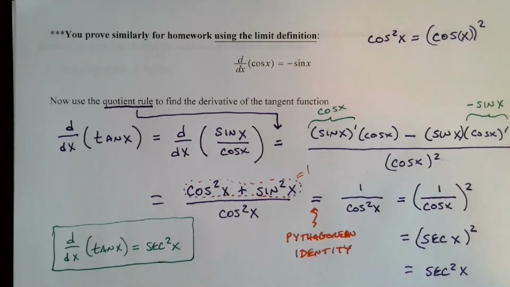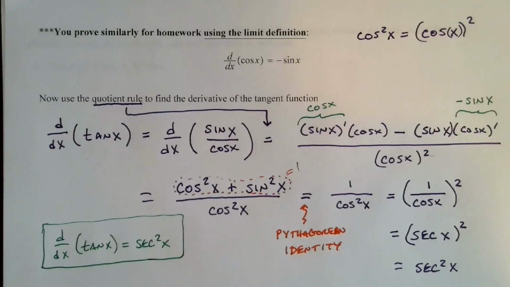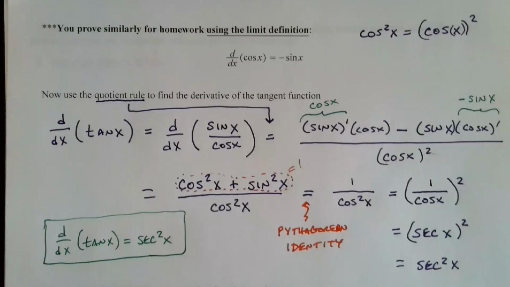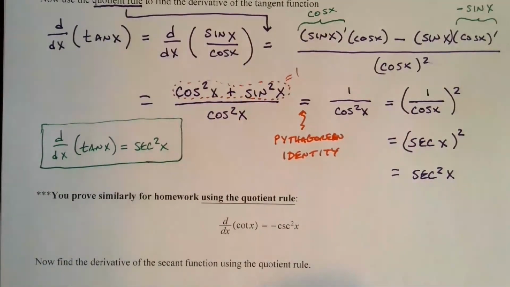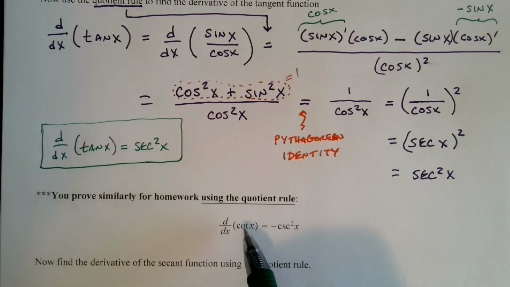In fact, what I would like you to do is, in a similar way, using the quotient rule, derive the derivative of the cotangent function. The derivative of the cotangent function is -1 times cosecant squared x. A little bit of a pattern to this.